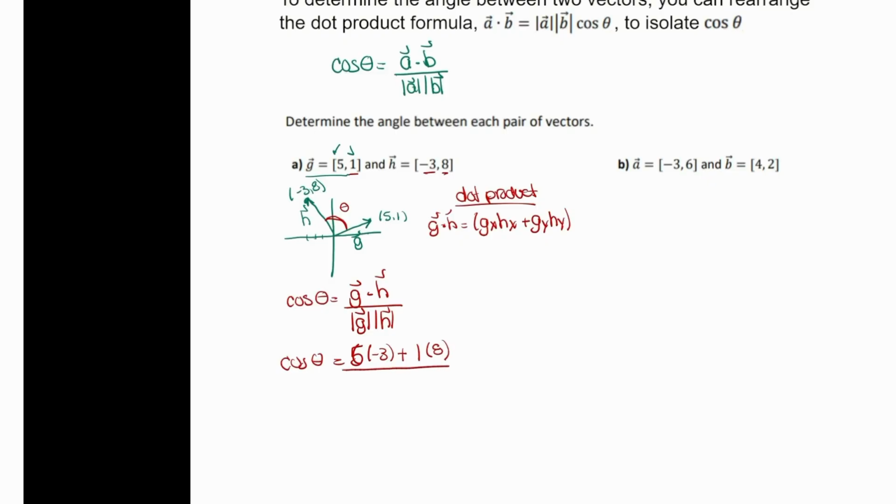Now, we need to know the magnitudes of both of these vectors. And remember, we can do that using the Pythagorean theorem. If I want to find the magnitude of both of them, I'm going to use my Pythagorean theorem. Let's say we're starting with the magnitude of G. We know that G is going to be made up of 5 squared plus 1 squared, the square root of 5 squared plus 1 squared.